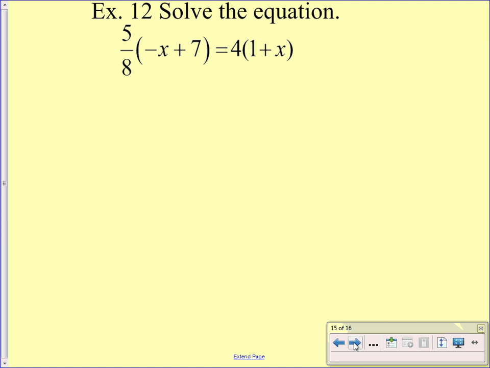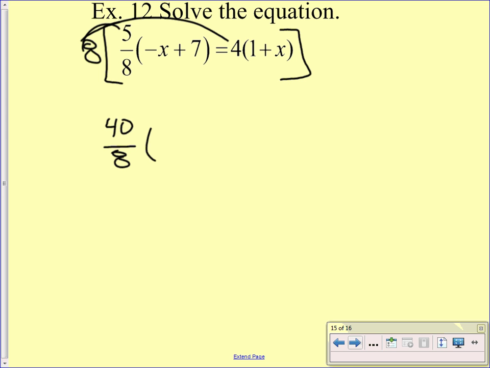Now we have parentheses. We still want to eliminate that fraction. So the least common multiple of the denominator is 8. So I'm going to multiply by 8. But when you have parentheses, you do not multiply into the parentheses. Do not distribute anything into the parentheses. We only want to do the leading coefficient. So 8 times 5/8 is 40. Leave the parentheses alone, negative x plus 7. 8 times 4 is 32. Leave the parentheses alone, 1 plus x.